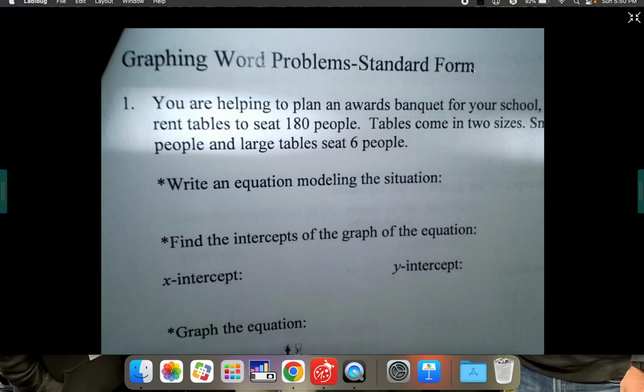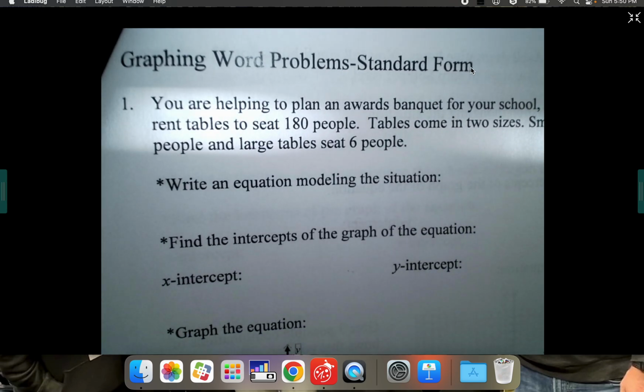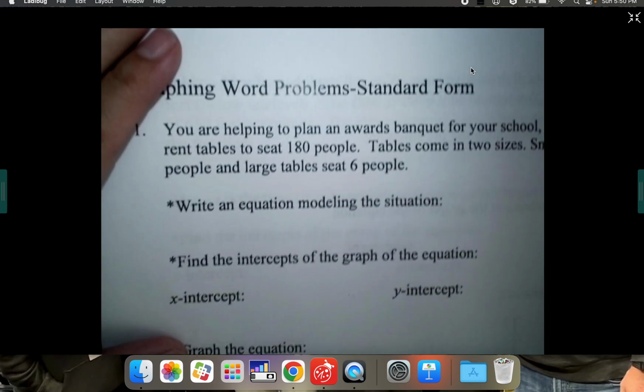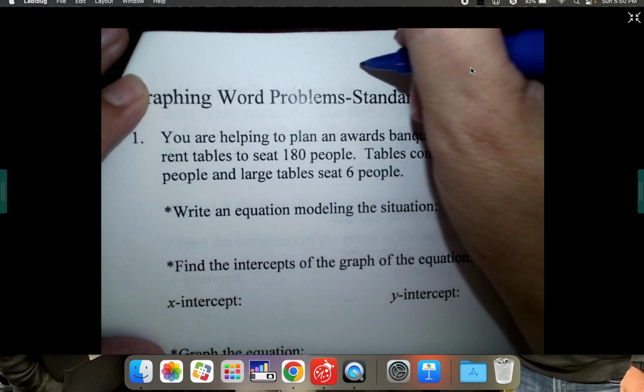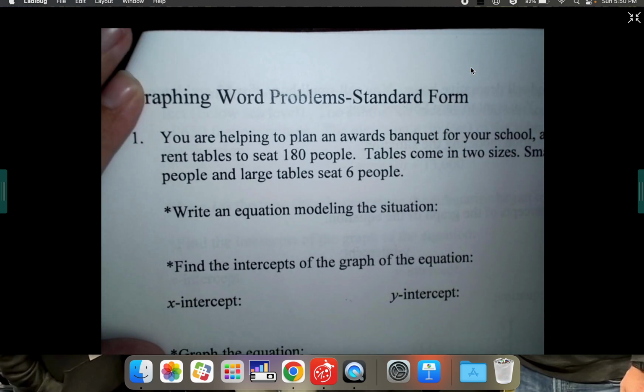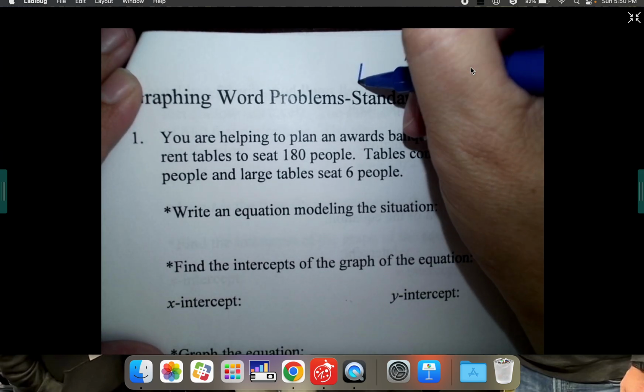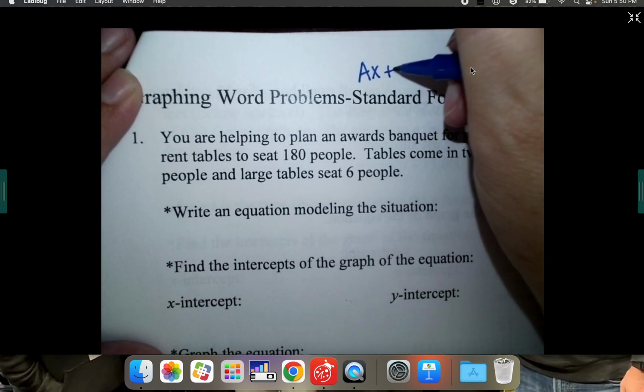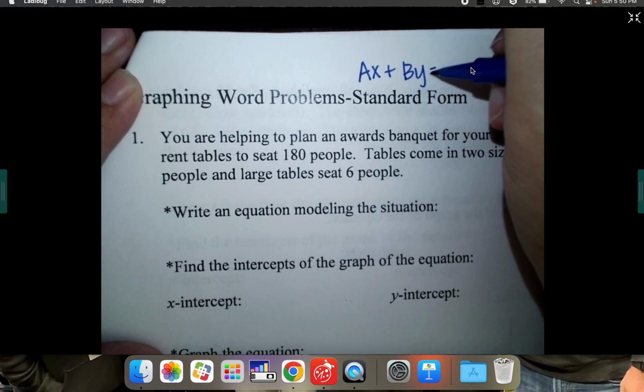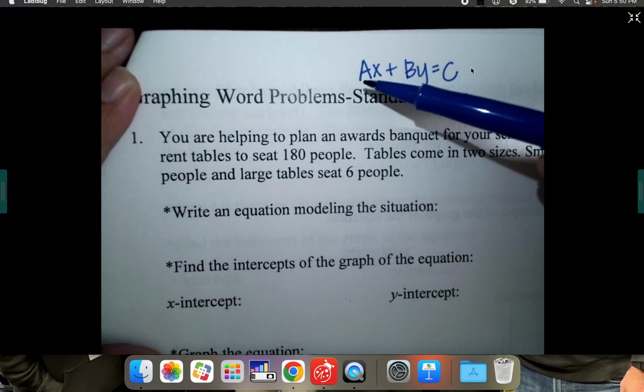Okay, we're looking at word problems from graphing in standard form. So really quickly, a reminder or maybe instruction is that standard form is not y equals mx plus b. That's slope-intercept form.